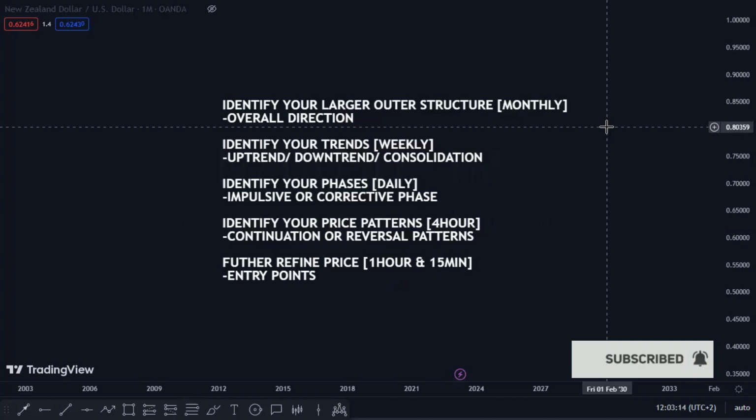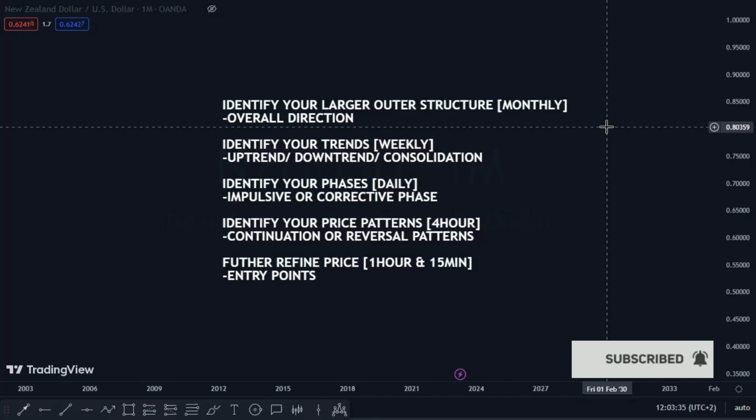Obviously, after identifying which trend you're currently in, you have to drop on a daily time frame to identify which phase you are currently in. You can either be in an impulsive phase or a corrective phase. And guys, if you are in a corrective phase, you have to know what that corrective phase is forming. It can either form a continuation or a reversal pattern.